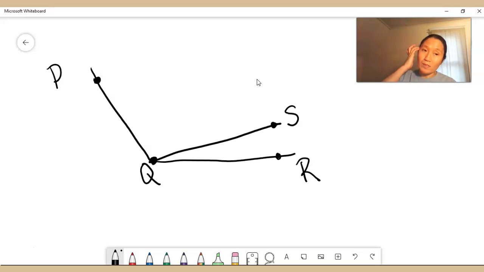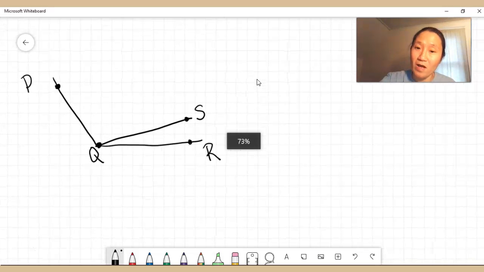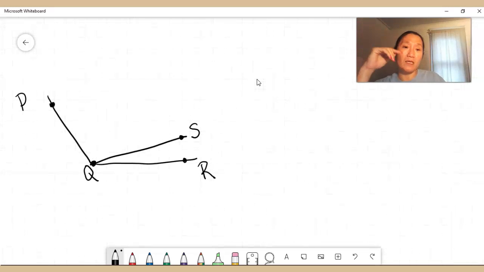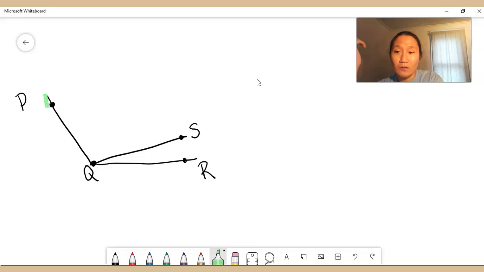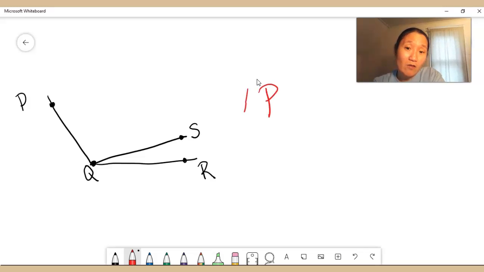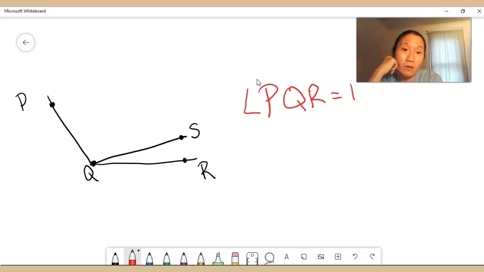All right, so now what is going to happen here is you're going to have to try to find the missing angles. But I'm going to give you some information. Here's P, Q, R. I'm going to tell you the answer to PQR. The size of that angle, the angle of PQR, is going to equal 125.